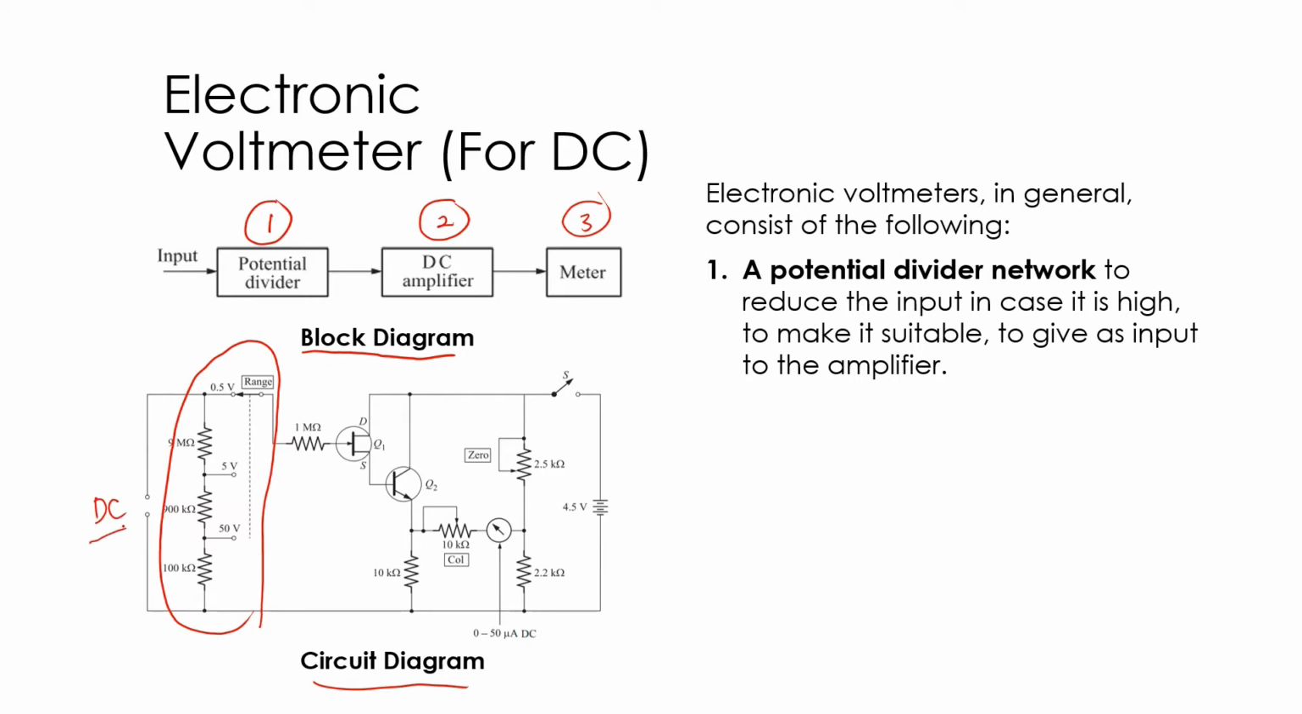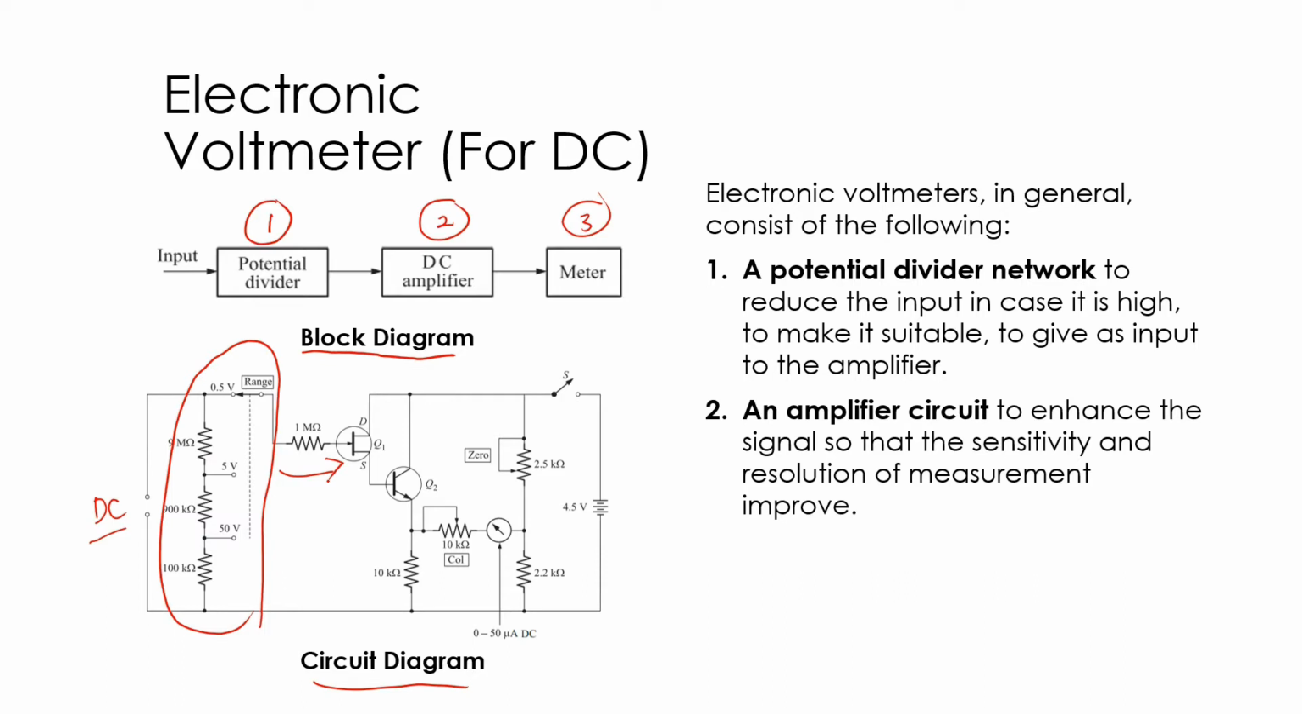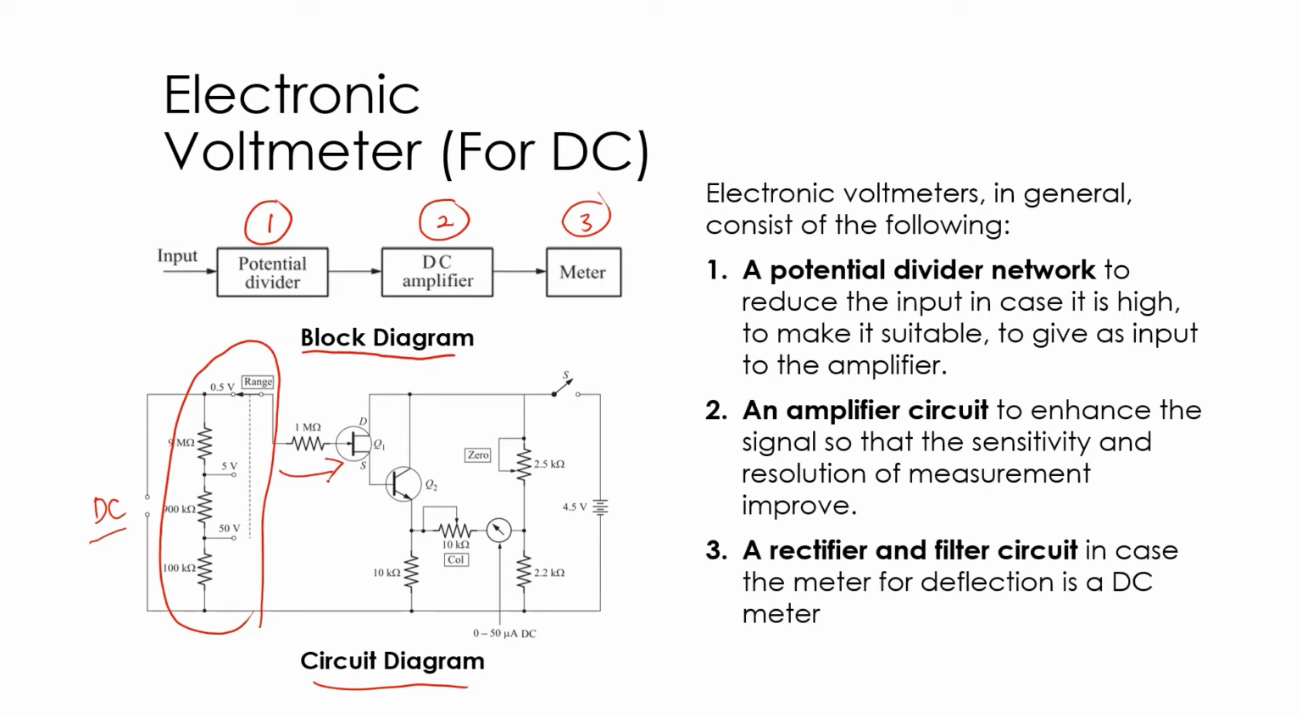Before going to the amplifier, we have to divide to reduce the input voltage, and then the amplifier circuit enhances the signal so that the sensitivity and resolution of measurements improve. And then we have the rectifier and filter circuits in case the meter for deflection is a DC meter. You can see here the DC meter, and then the rectifier and filter circuits. Okay, this is the electronic voltmeter for DC.